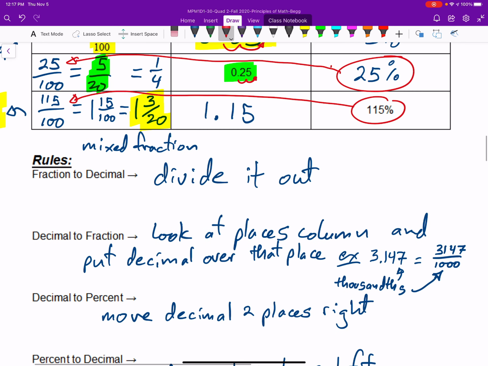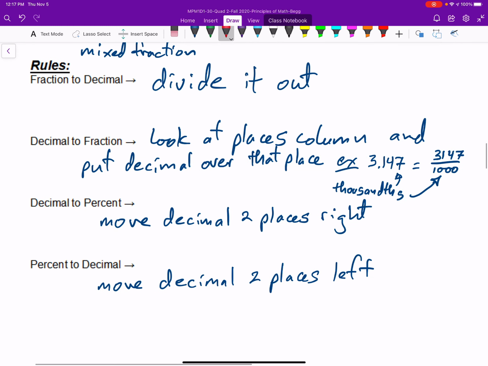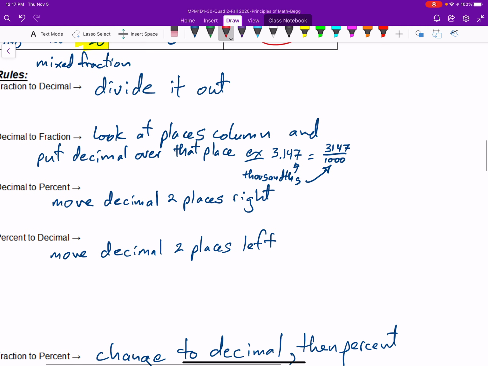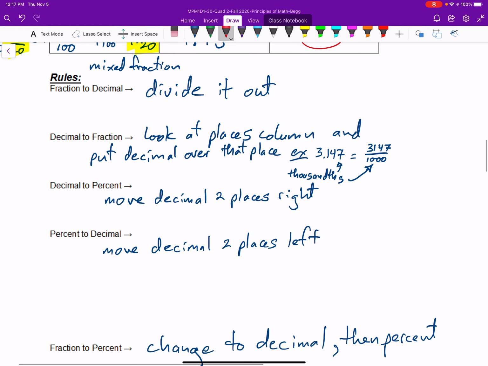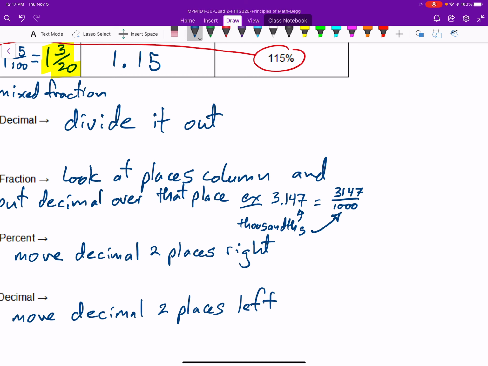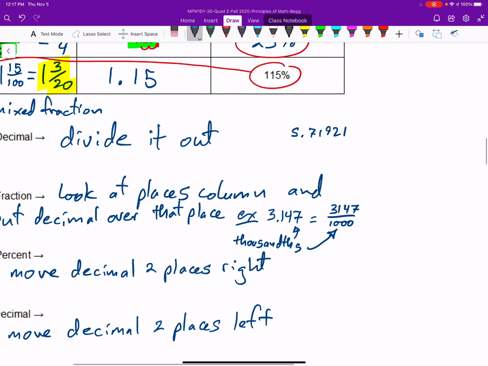So here are the rules for changing things from one form to another. As I already said, if I want to go from a fraction to a decimal, just divide it out. If I want to change from a decimal to a fraction, this is where we need to know some rules. So say I had something like 5.71921, I don't know, just make up a number.